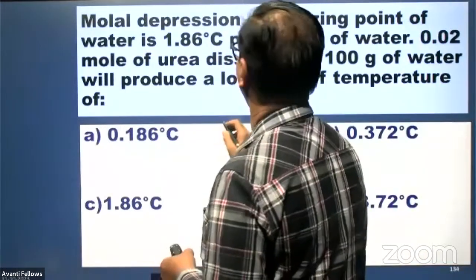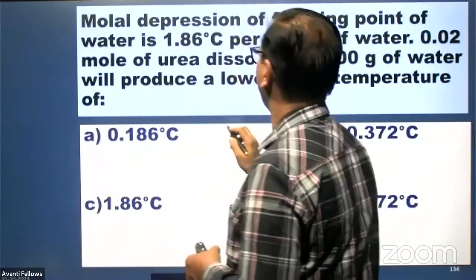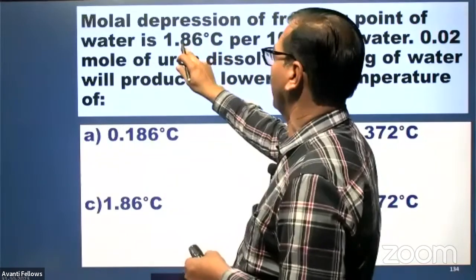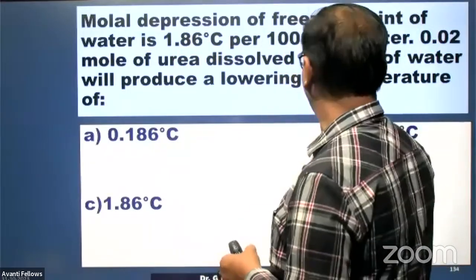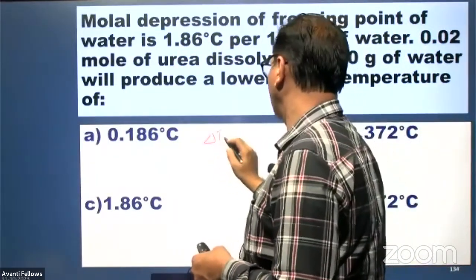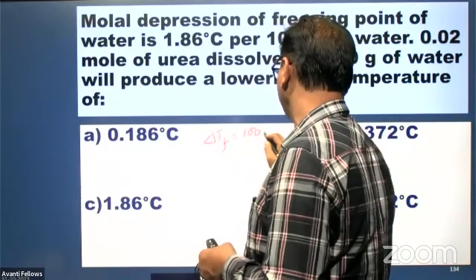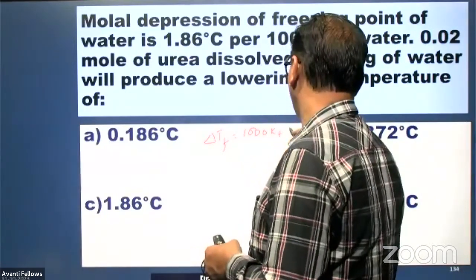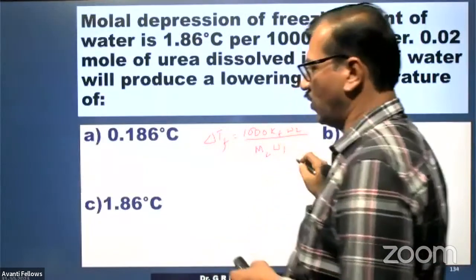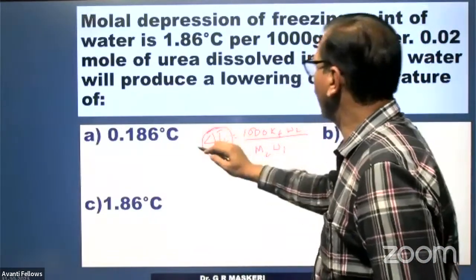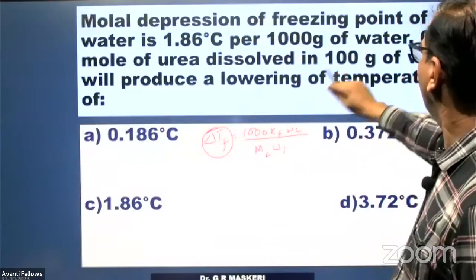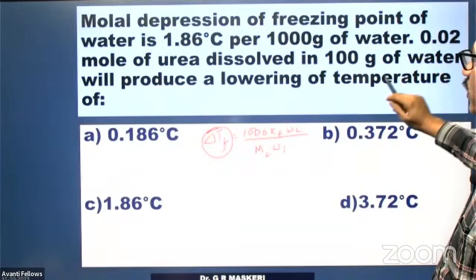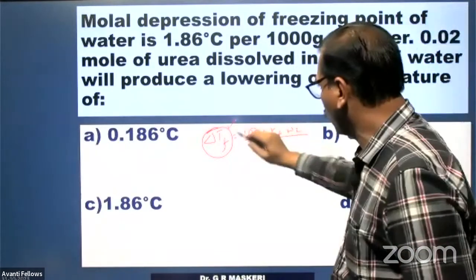Molar depression of freezing point of water is 1.86. Delta Tf, Kf value is being given. Kf value for water is for 1000 gram. 0.02 mole of urea is dissolved in 100 gram. Delta Tf is equal to 1000 Kf into W2 by M2 into W1. This is the one you have to take. Delta Tf is what you have to find out, the lowering of freezing point.